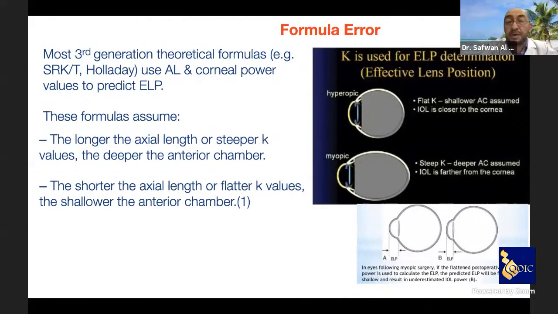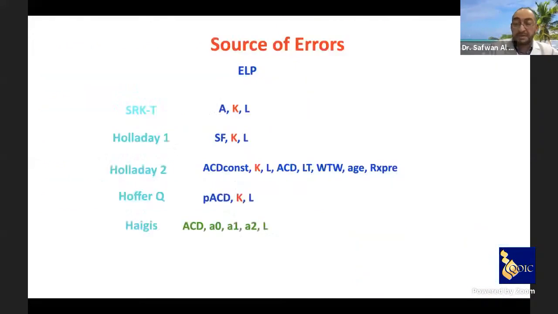Most third generation theoretical formulas, for example SRK/T and Holladay, use axial length and corneal power values to predict effective lens position. These formulas assume the longer the axial length or steeper the K value, the deeper the anterior chamber; the shorter the axial length or flatter the K value, the shallower the anterior chamber. This is the principle, or the concept, of the third generation. So from this point of view, we will end up with myopic treatment with hyperopic shift and hyperopic treatment with myopic shift.